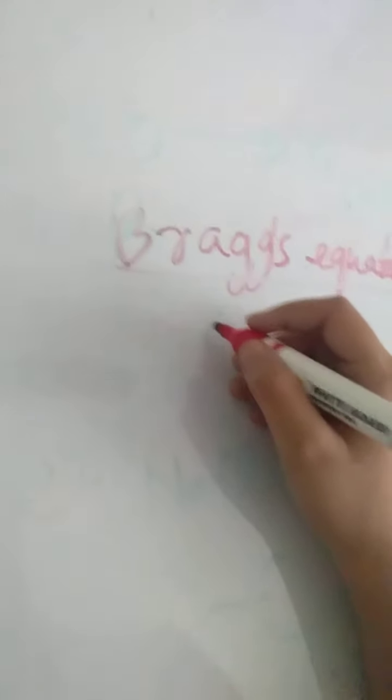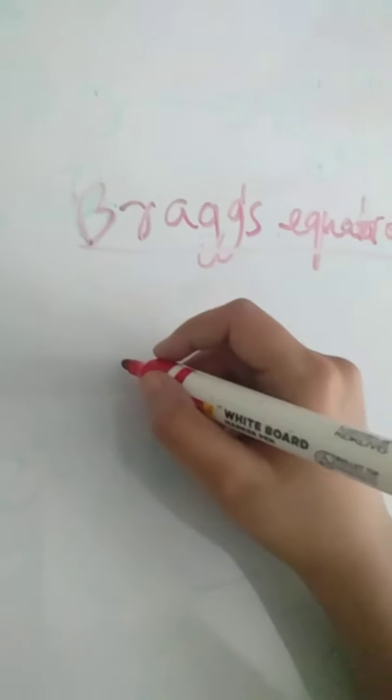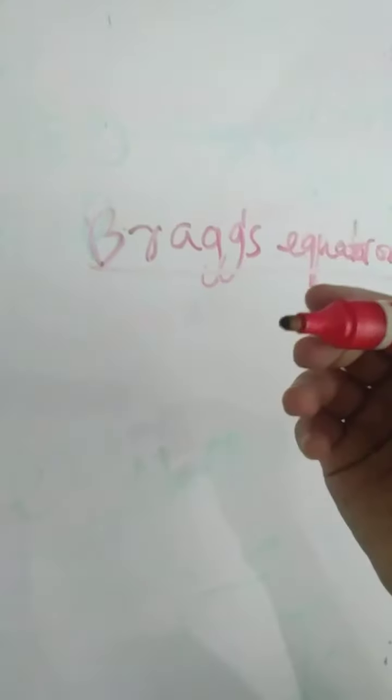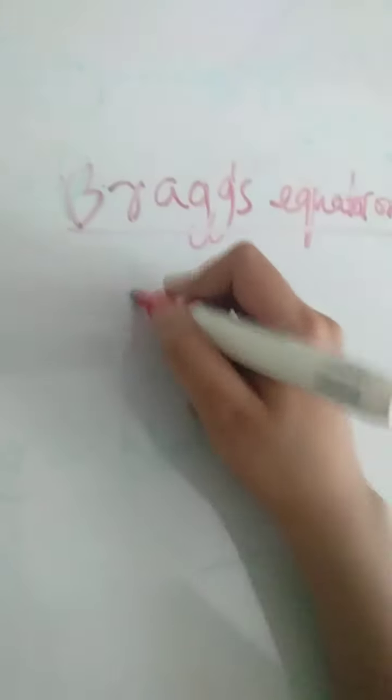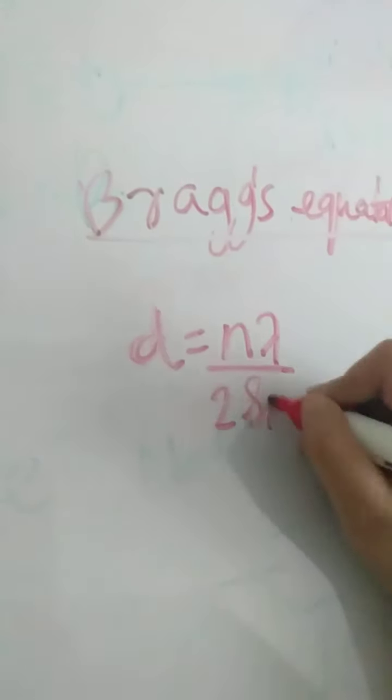Bragg's equation. Let me change the pen. Bragg's equation. Okay. So crystals are studied through X-ray crystallography to understand their structure. So using theoretical as well as crystallography, you get an equation: d equals n lambda by 2 sin theta.